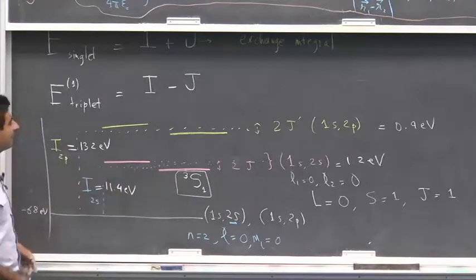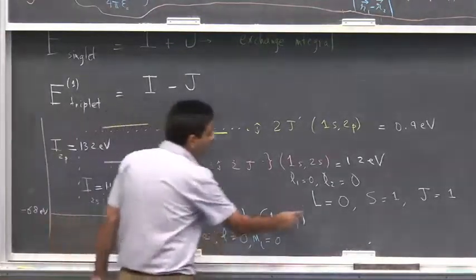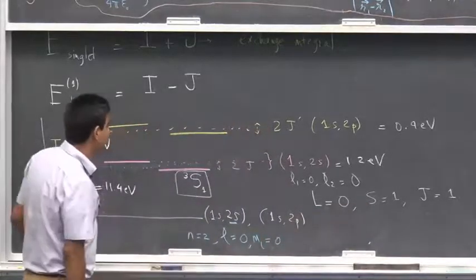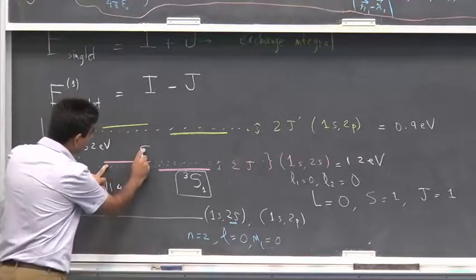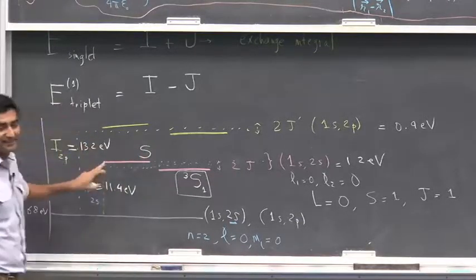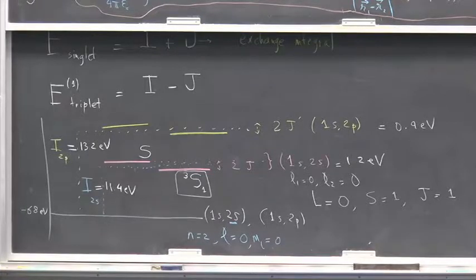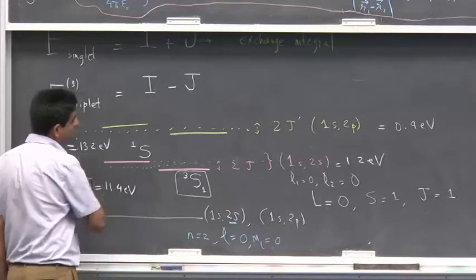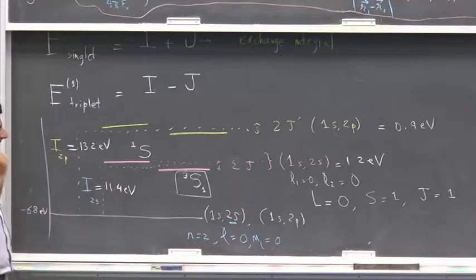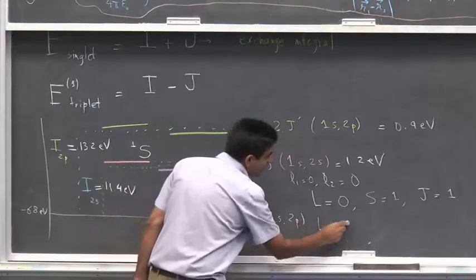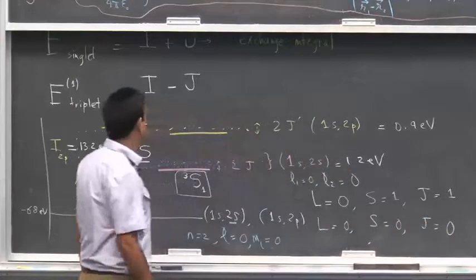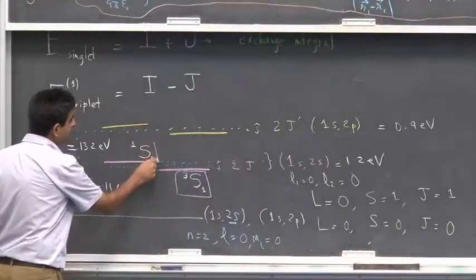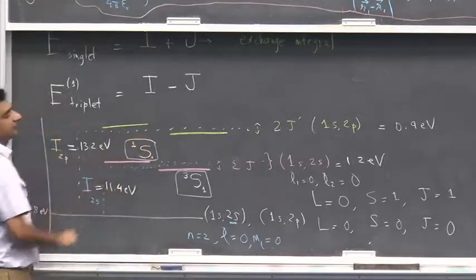Now this thing, once again, L equals 0, because this is once again a 1s 2s state. So S, the spin of this state is a singlet state, spin is 0. So 2S plus 1, 2 times 0 plus 1 gives you 1. And J, since S is now 0, J is also equal to 0. So 1S0. This is a singlet state with term symbol 1S0.